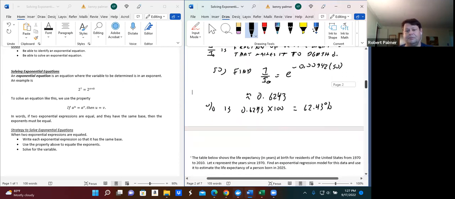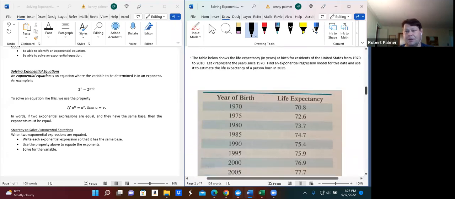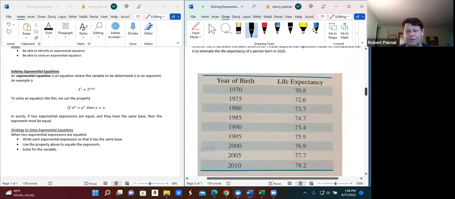Okay. Now, let's take a look at one more example. This one we're actually going to use Excel to help us with. So this example says this table below shows the life expectancy in years at birth for residents of the United States from 1970 to 2010. Let X represent the years since 1970. Find an exponential regression model for this data and use it to estimate the life expectancy of a person born in 2025. Now, here's a table, and this is taken out of a textbook.